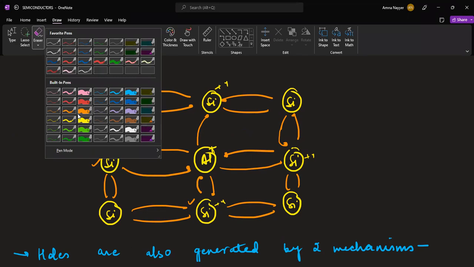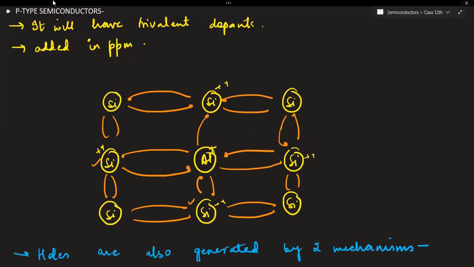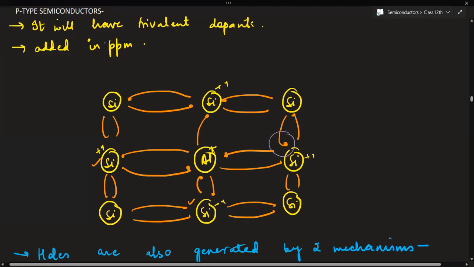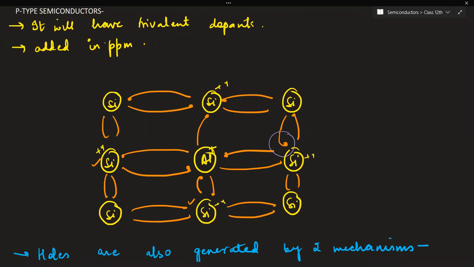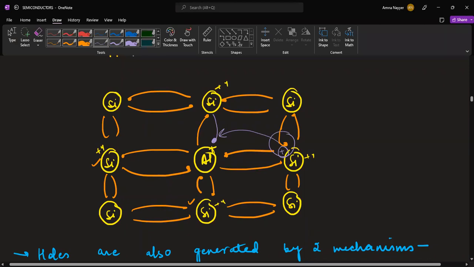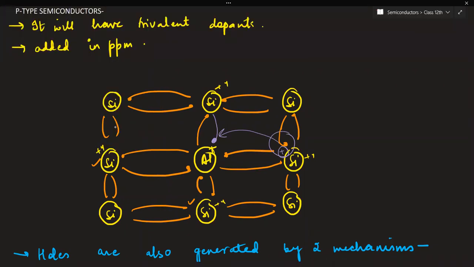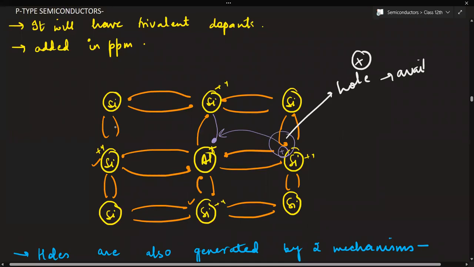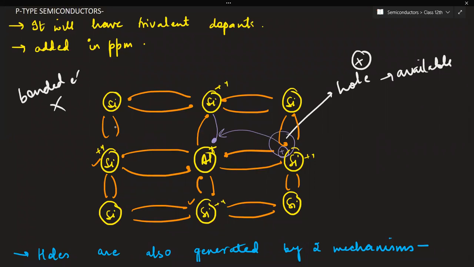But see, class, here if you notice, from this particular silicon atom, this bond gets broken and this electron comes and completes the octet that is present for aluminium. So if this electron is moving, class, what will be created? A hole will be created. And this is available for conduction because electrons are bound now. Electrons are not free. You only have holes present. These holes are available for conduction.